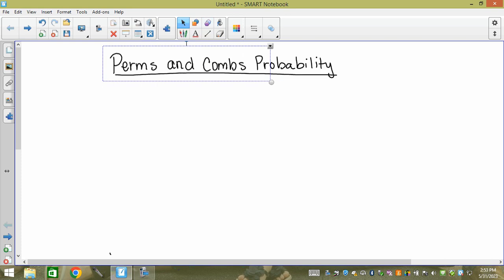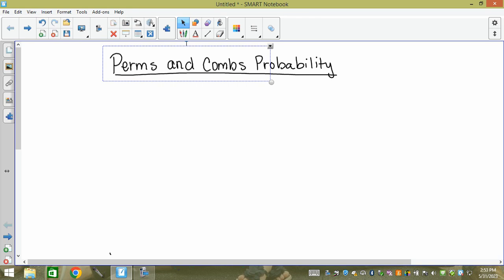So we're doing perms and comps probability, which, to be honest, shouldn't be a hard lesson if you can do perms and comps. Because what you do is, you will always do on the top whatever comes in the question, and on the bottom, you'll put total no restriction.